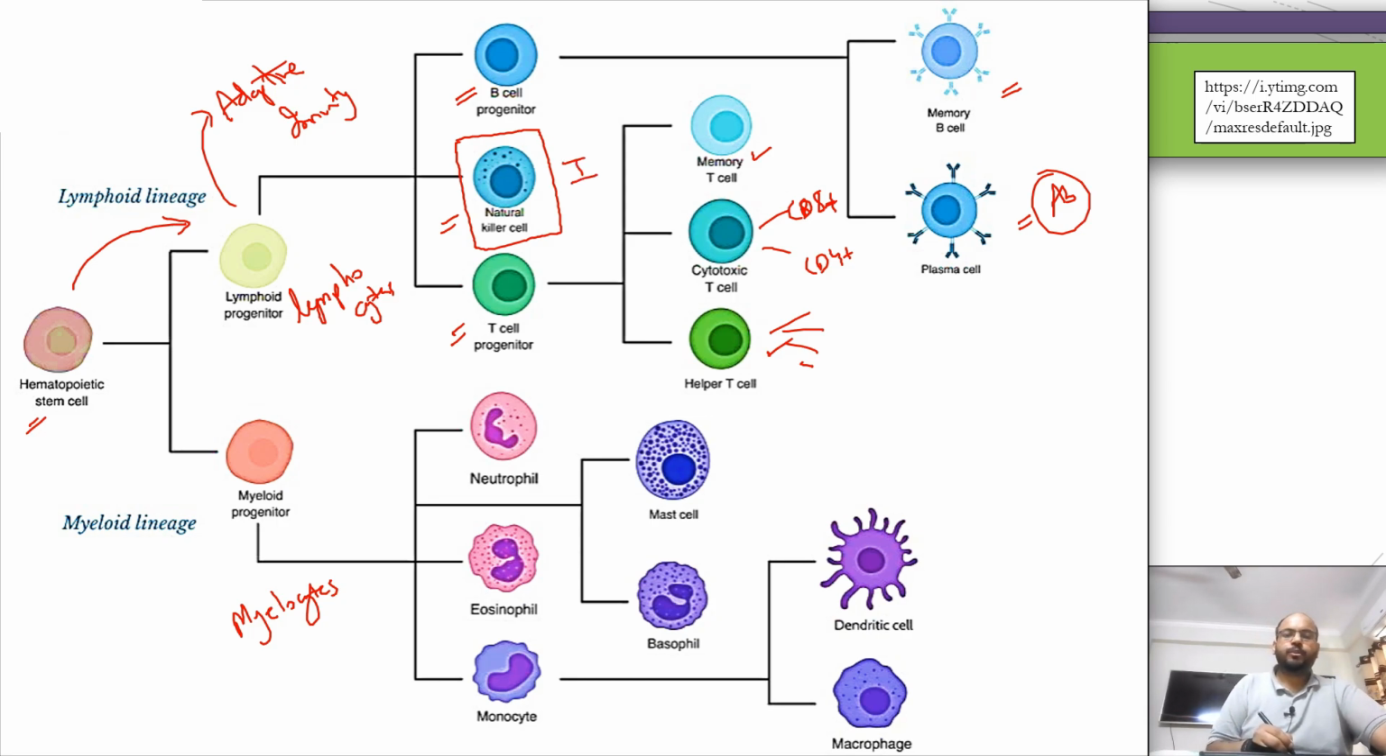Clear? Let's come to myeloid progenitor. Now, myeloid progenitor will give rise to cells like neutrophils, mast cells, eosinophils, and basophils.